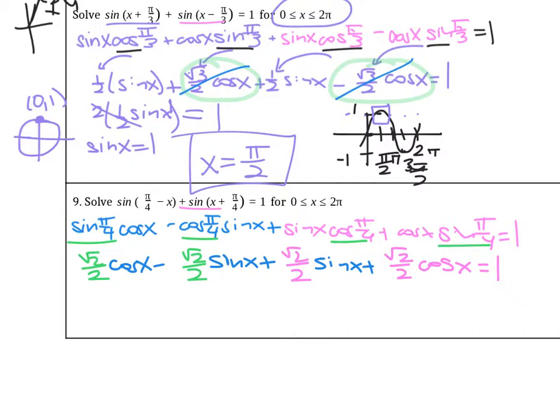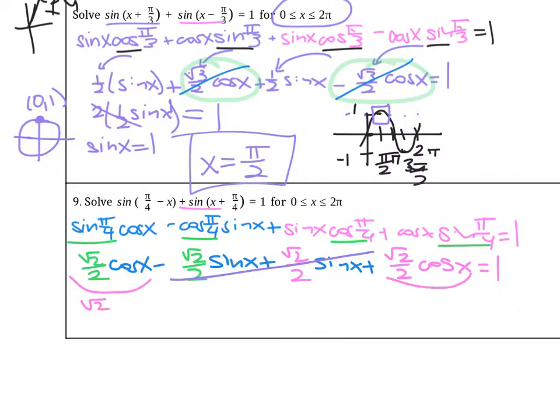So again, we want to combine like terms, and looking at this, we have our negative root 2 of sine and our positive root 2 of sine, and so those just cancel out. So now let's combine what we have left. We have here and here.